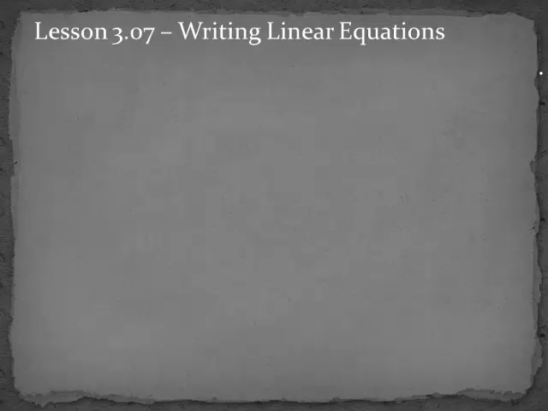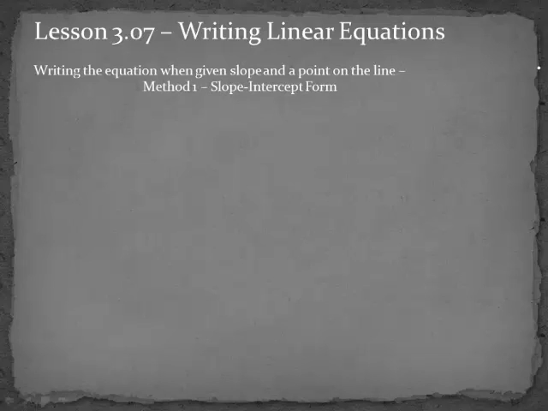Lesson 3.7, Writing Linear Equations. We've already written an equation of a line given a picture of the graph, but now we need to write the equation of the line given different information. So here's how we'll write the equation if we're given the slope and a point on the line. And there are two methods for this. The first one is to use the slope-intercept form.